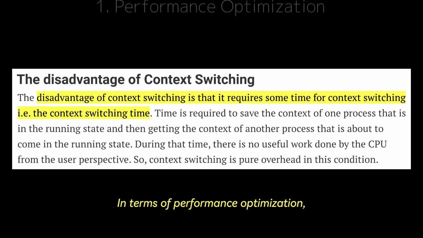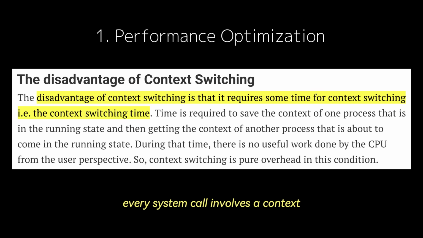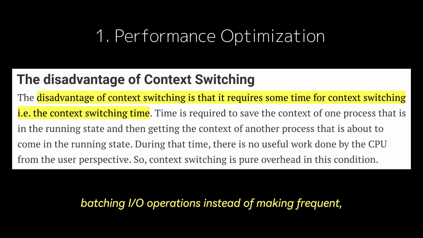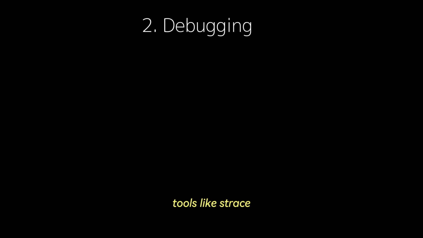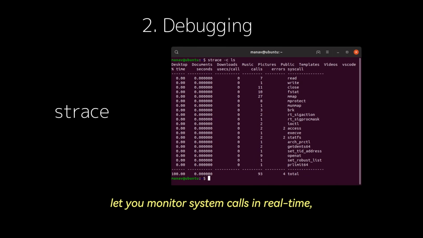Now, why should you even care about system calls? There are three critical reasons. In terms of performance optimization, every system call involves a context switch between user mode and kernel mode, which is expensive. By understanding this, you can optimize your code, for example, batching I/O operations instead of making frequent small requests. And in terms of debugging, tools like strace let you monitor system calls in real time, showing you exactly what your application is asking the kernel to do. This can help identify permission issues, I/O bottlenecks, or unexpected behavior.